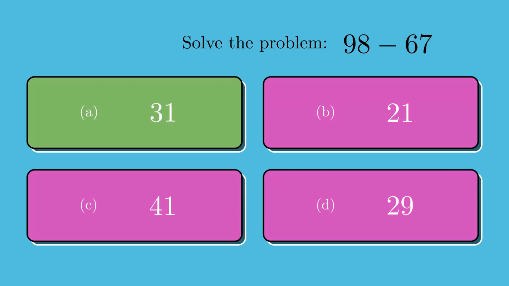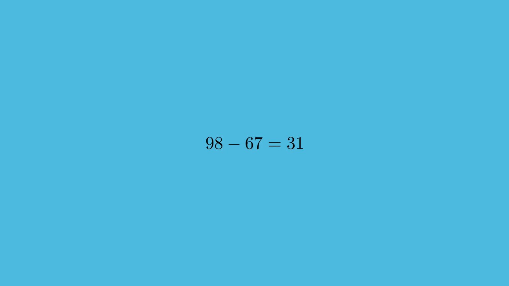Correct answer is A. To solve 98 minus 67, subtract 67 from 98. This gives us 31. Thus, the correct answer is 31.